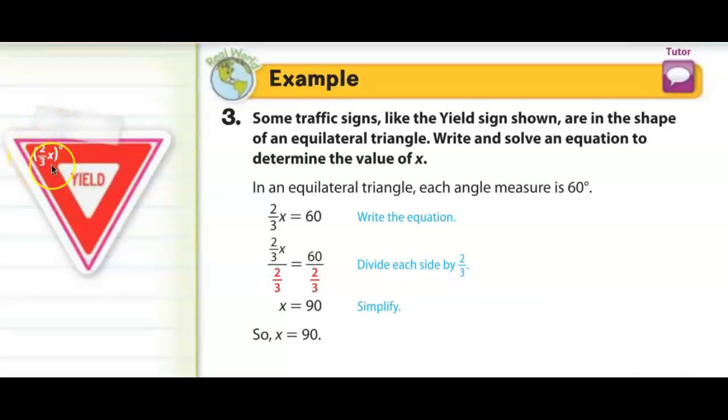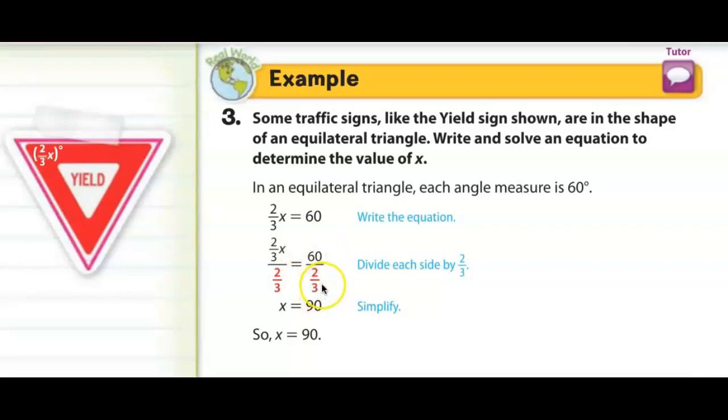So here's the deal. It says that one of these angles is equal to 2/3 times x. And we know from yesterday that every equilateral triangle has a measure of 60 degrees for every angle. And so it says 2/3 times x is equal to 60. Now, just like we've been talking about before, 2/3 times x, that's a multiplication problem. And we have to divide by 2/3 to get rid of 2/3. That's going to turn into 1. So we have to know how to do 60 divided by 2/3.